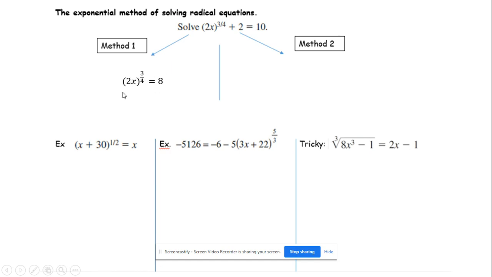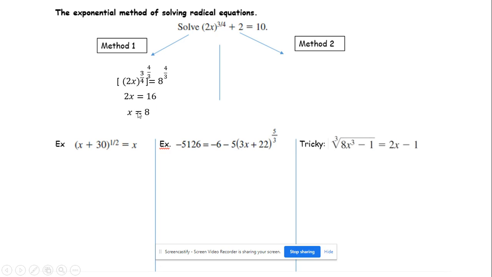So 2x, the quantity 2x to the 3/4 equals 8. So a way that you can get around this is you can raise both sides to the reciprocal power. So if we had 3/4, we can raise both sides to the 4/3 power. And then what happens is 4/3 times 3/4 just becomes 1. So if you want to just cross them out, feel free. That leaves you with 2x on this side. And then if you do 8 to the 4/3, the cubic root of 8 is 2, and 2 to the 4th gets you 16. So then I'm getting 8.